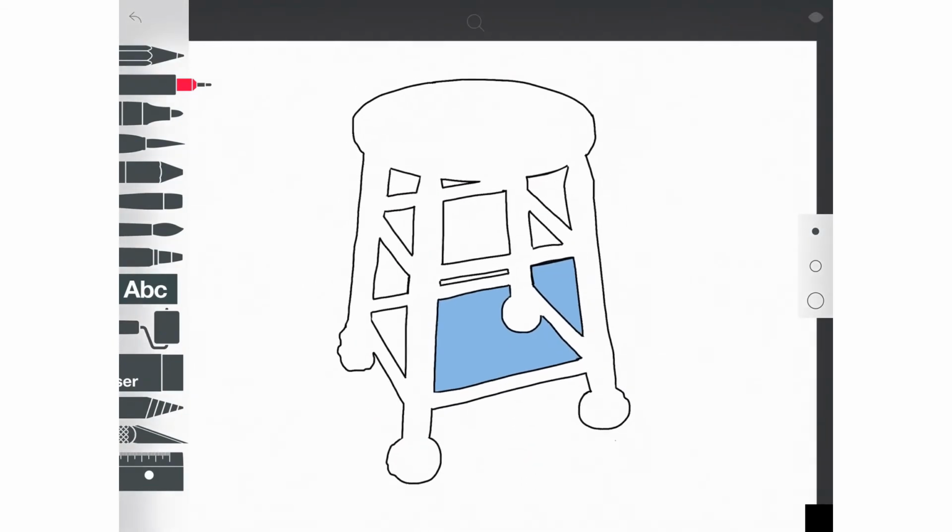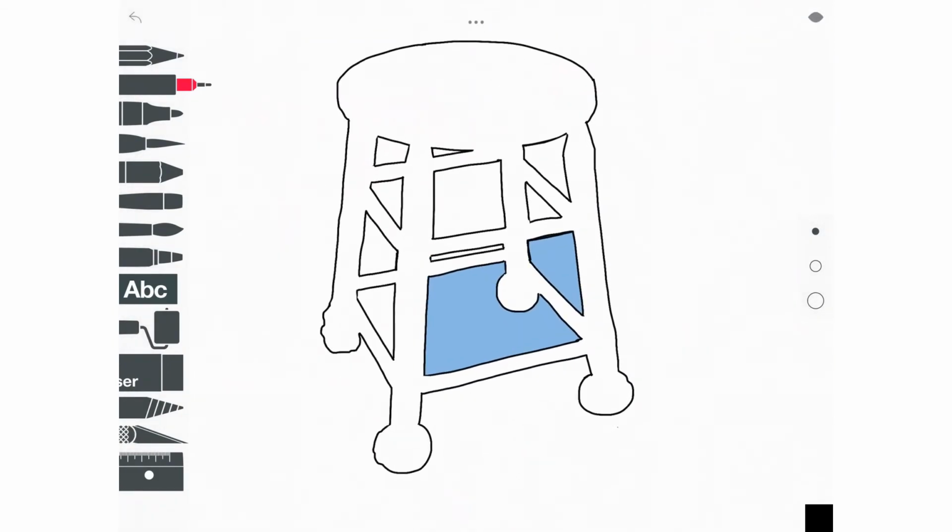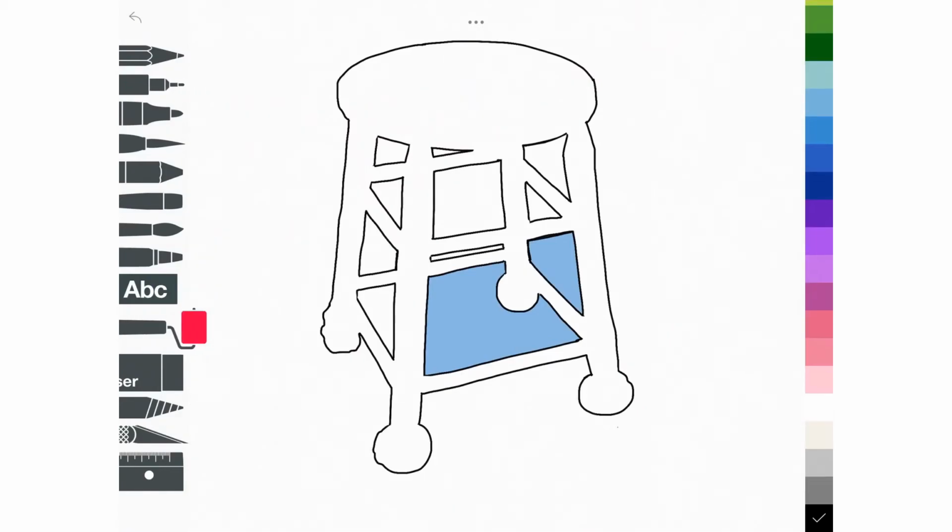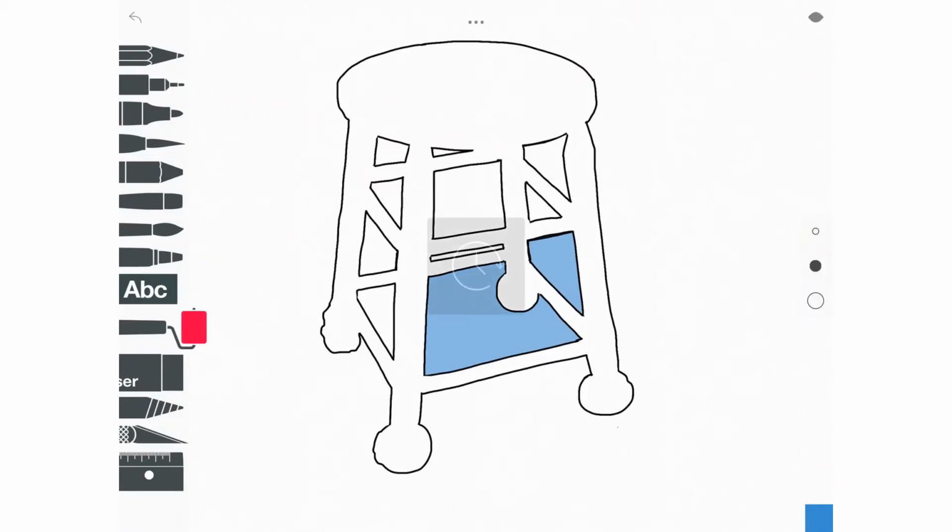Now I can go back to my paint roller tool, make sure you choose the same color, and you can continue tapping and finish filling in all the negative space. You might have to zoom in so that it's easier to see where to tap.